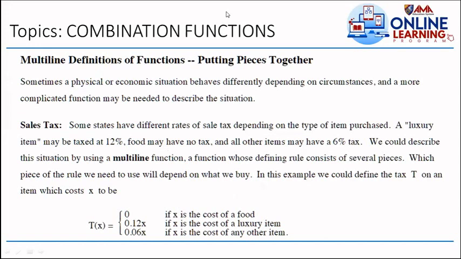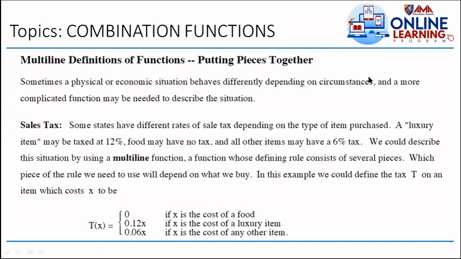Okay? So first you have your D. Our topic is combination functions. So we have here the first type of combination functions. First, the multiline definition of functions. It says that putting pieces together.